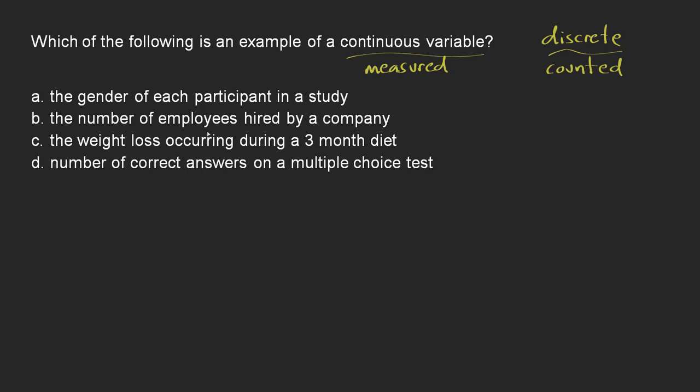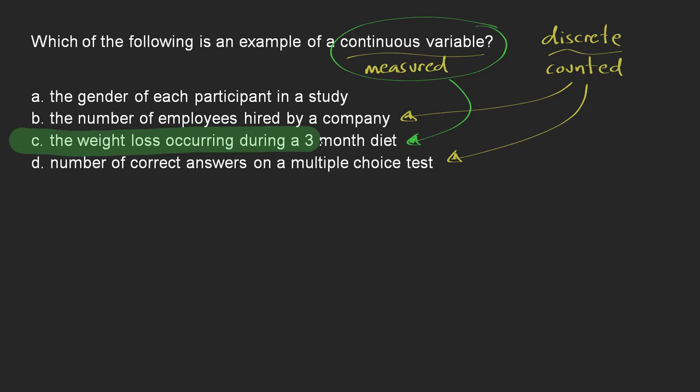For example, the number of employees hired by a company, that's something you count. Or the number of correct answers in a multiple choice test, that's something you count. When it comes to measured quantities, the continuous variable, which is what we're looking for here, that is weight loss. Weight loss is something that you measure. And so our answer is going to be C, weight loss.